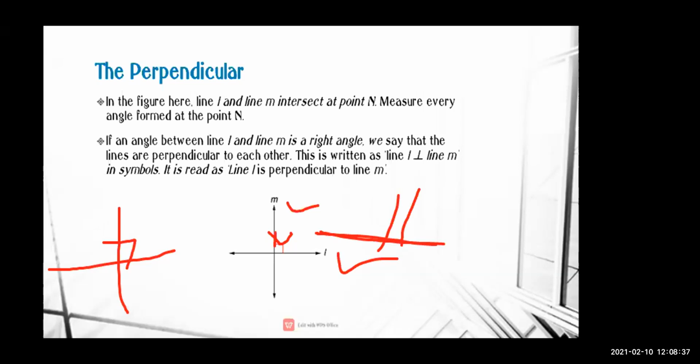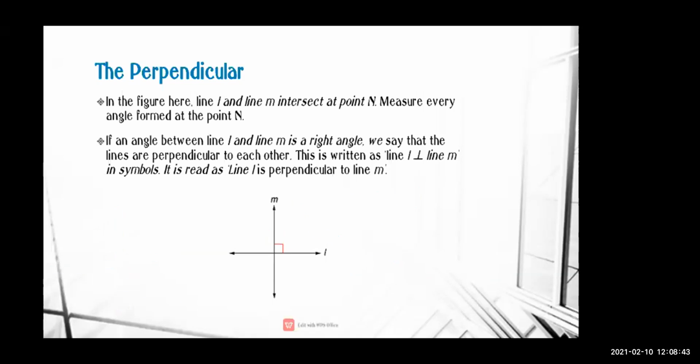So we can say that line L is perpendicular to line M. And the symbol we're going to use is this. This is the symbol of perpendicular. You're not going to write the spelling of perpendicular. You will write the symbol of perpendicular.